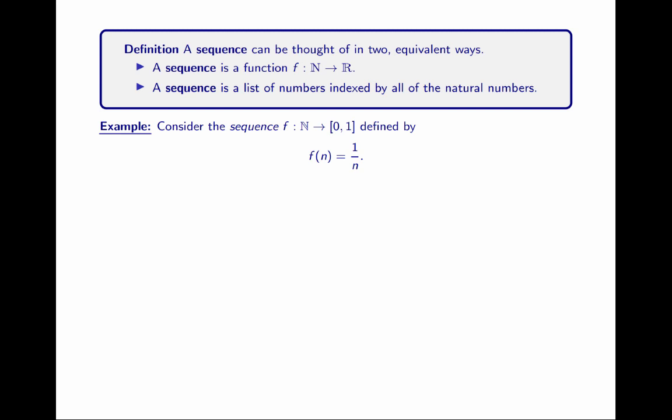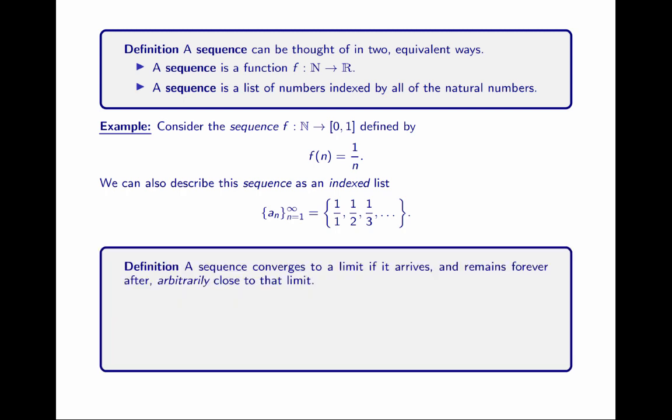For example, consider the sequence f. If we represent it as a function, we might say f maps the natural numbers to the interval 0 to 1, where f of n equals 1 over n. So that would be a sequence: 1, 1/2, 1/3, 1/4, 1/5, and so on forever. We can also describe the sequence as an index list. a subscript n from n equals 1 to infinity is, as I said, 1, 1/2, 1/3, 1/4, 1/5, and so on forever and ever.